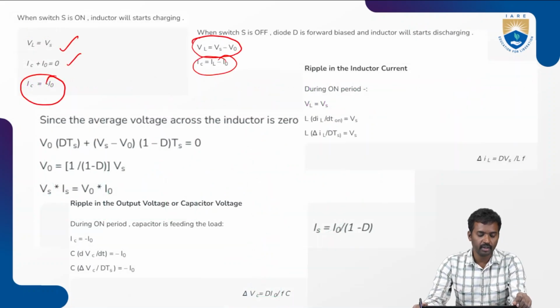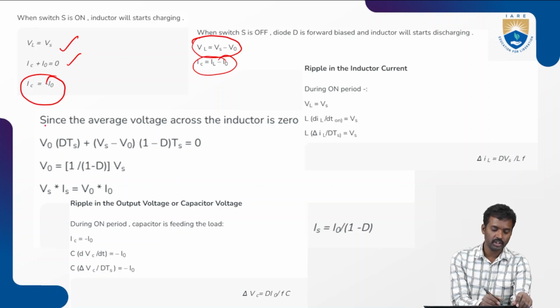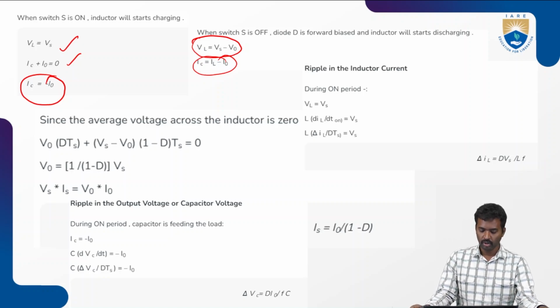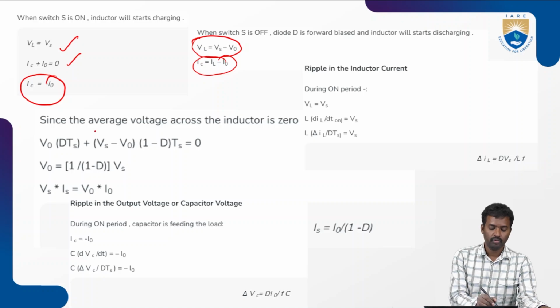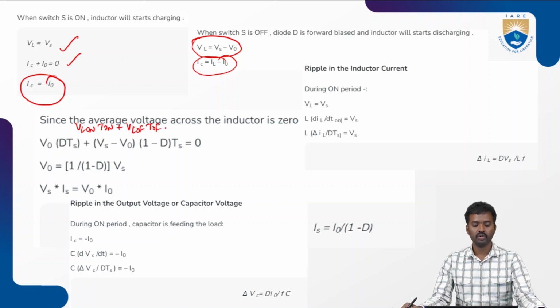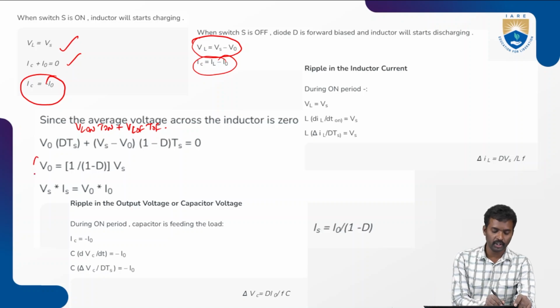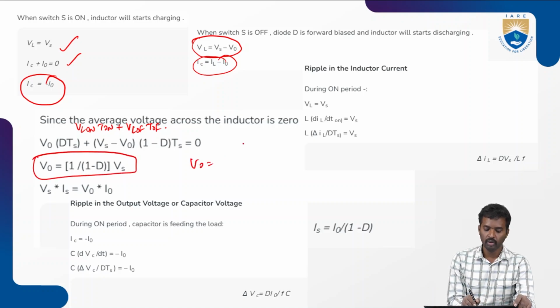the volt second balance here. How we will determine this one, this is the actual formula. Volt second balance: VL on T on plus VL off T off. From this volt second balance equation, you can derive the output voltage in terms of input voltage. This is the output voltage, V0 equals Vs by 1 minus D. So this is the formula.